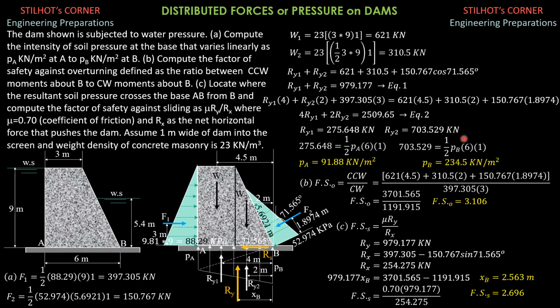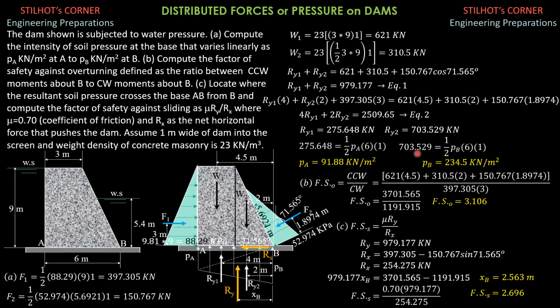Solving these two equations simultaneously with your calculator, we get Ry1 = 275.648 kilonewtons and Ry2 = 703.529 kilonewtons. We then equate Ry1 to the volume of the soil pressure diagram, which is the area of the triangle times 1 meter perpendicular to the board. So Ry1, 275.648, equals 1/2 PA times 6 meters, then perpendicular to the board 1 meter. So we get pressure at A of 91.88 kilonewtons per square meter or kilopascal. So that's the answer to part A.